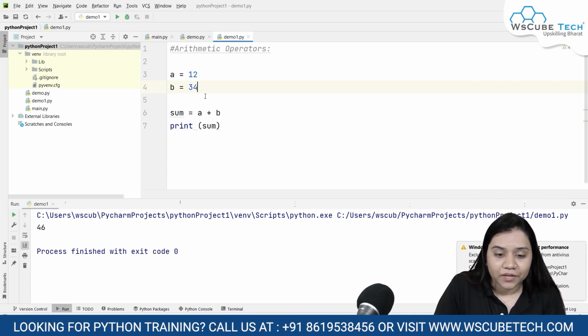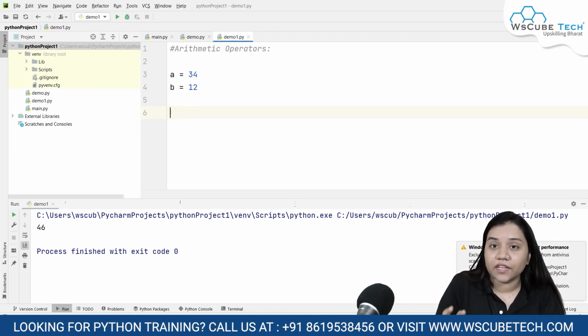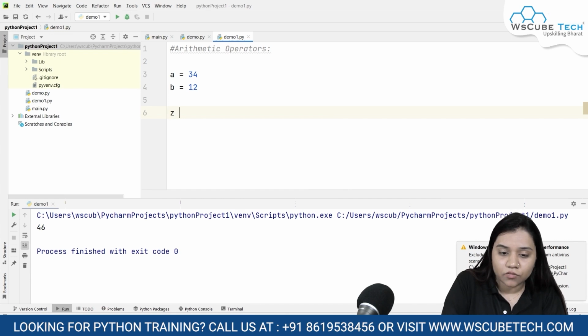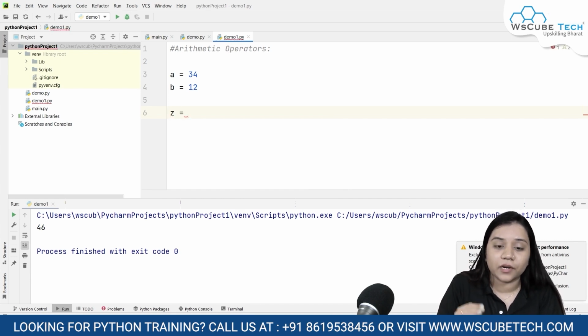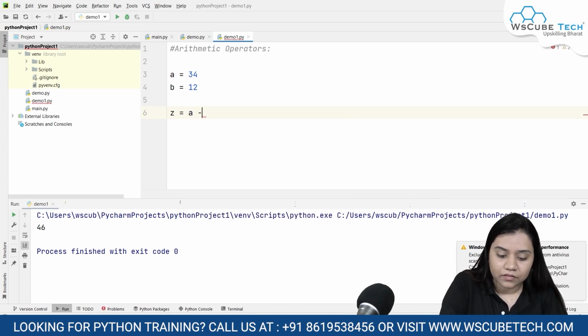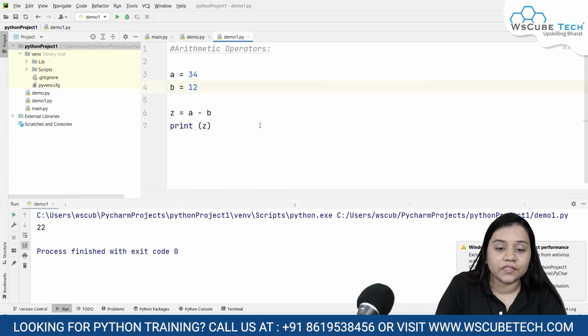Similarly, talking about subtraction, I'll just be switching the values. So guys, I'm creating a variable over here, let's say z. Z is equals to, what I'm going to do, I'm going to subtract a from b. So I'll be writing b minus a. Let's print and see what happens. So I'm going to write print z. Once we run it, we get the output that 34 minus 12 is 22.